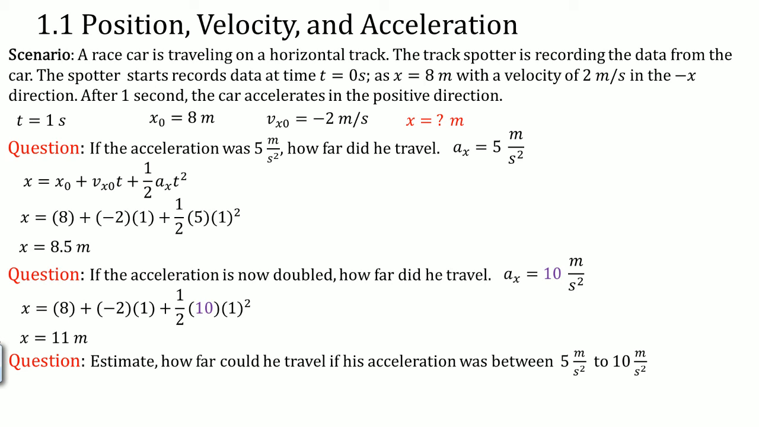The last question. Now you would like to estimate how far the car could travel if the acceleration is between 5 meters per second squared and 10 meters per second squared. Well, we know at 5 meters per second squared, it can travel 8.5 meters, and at 10 meters per second squared, it can travel 11 meters. So the range would be in between those two values if the acceleration is in between these two values.